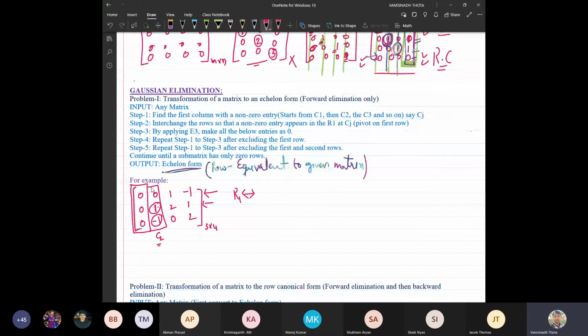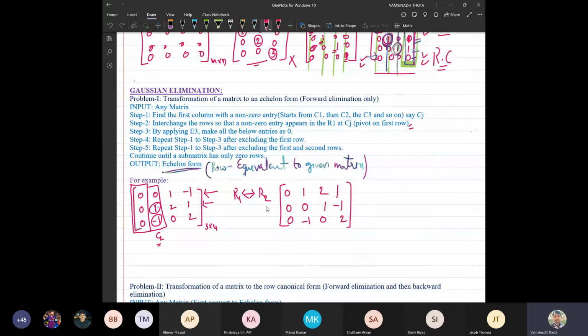So after interchange, what we obtain is 0, 1, 2, 1, 0, 0, 1, -1, 0. What about R3? R3 will remain the same. So R1 and R2 have been changed. Okay. Now, the second step is also done.